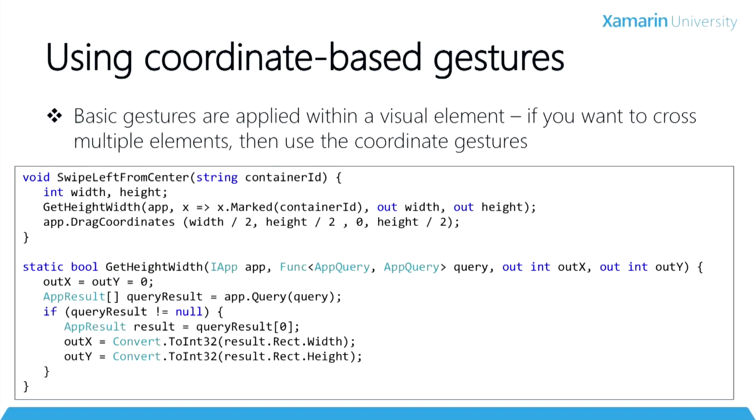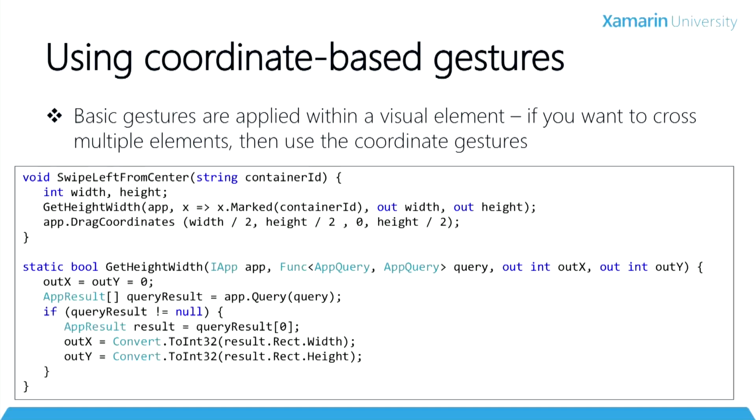So here's an example. We want to swipe left in a given container, but start the swipe in the center and end on the left side. In this case, the built-in swipe gesture won't work because we need it to start in a different spot and we might be crossing multiple children, so we can't position the swipe properly by element. So we create a new method to do the swipe for us. We pass in the ID of the container into our method.